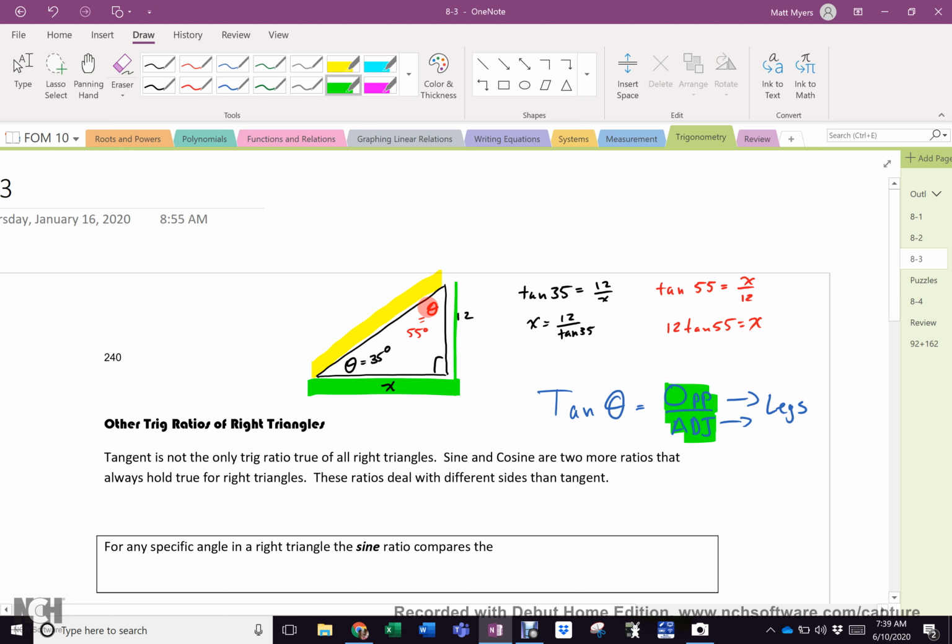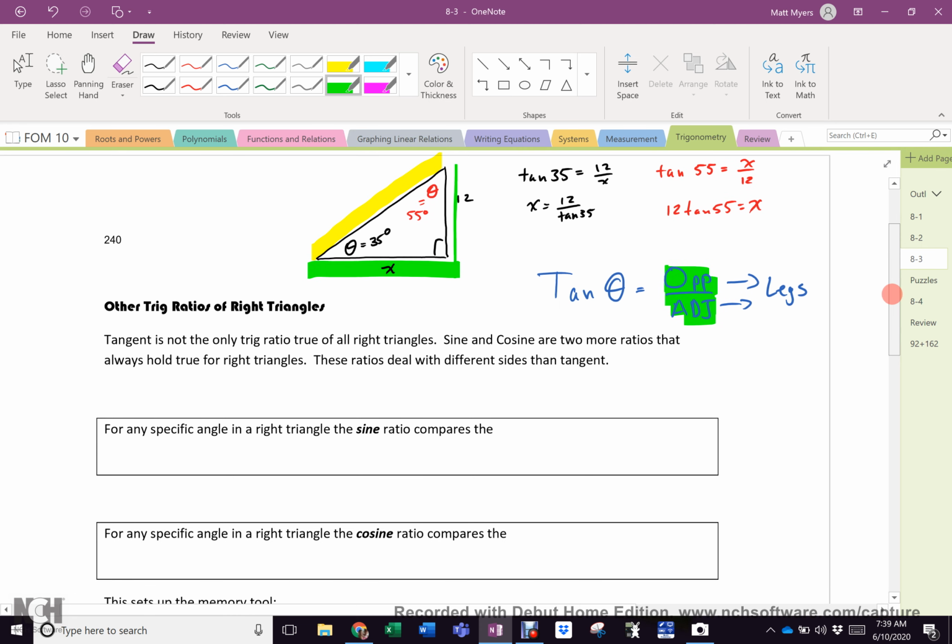So, fortunately, we have rules that work with the hypotenuse as well. The sine ratio. So, I'm going to be doing this from this theta, because theta is black. Sine ratio compares the opposite side. Now, what does opposite mean? It means across. It compares the opposite side to the hypotenuse, which in our triangle up here is the yellow one. So, sine theta equals opposite over hypotenuse.